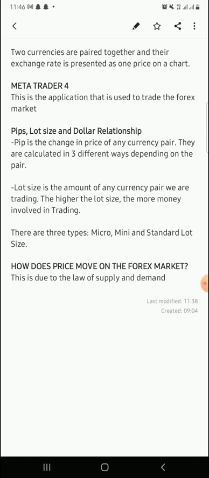Okay, so when these countries are transacting, when they are exchanging one currency for another, due to this reason, price is just moving. Right here I wrote that price moves based on the law of demand and supply, and the law of demand and supply states that when a certain asset or product is demanded by more people, the price is likely to increase.